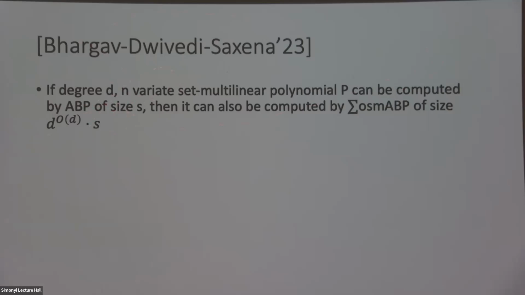then you can take that branching program and set multilinearize it. And you can compute that polynomial by a slightly bigger branching program, which is now a set multilinear branching program computing the same polynomial. This is all. So now let me explain what the model is.